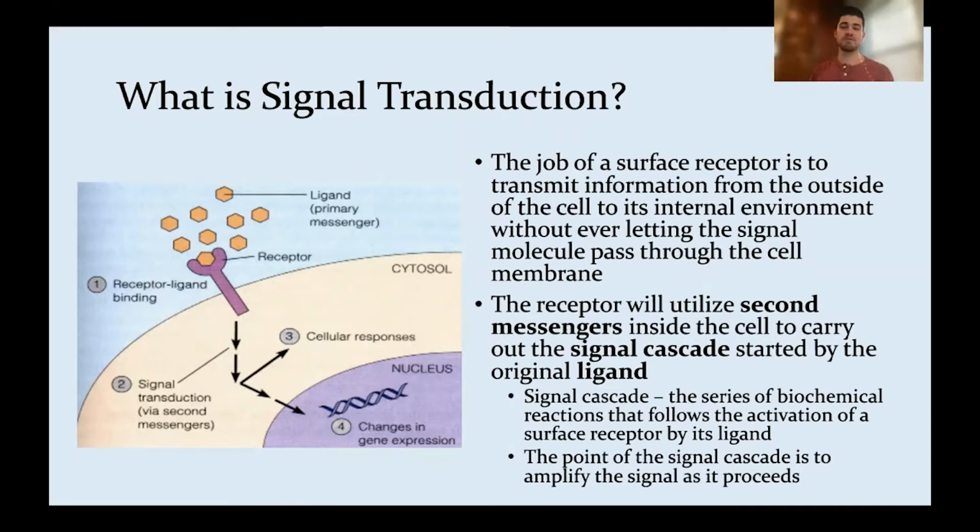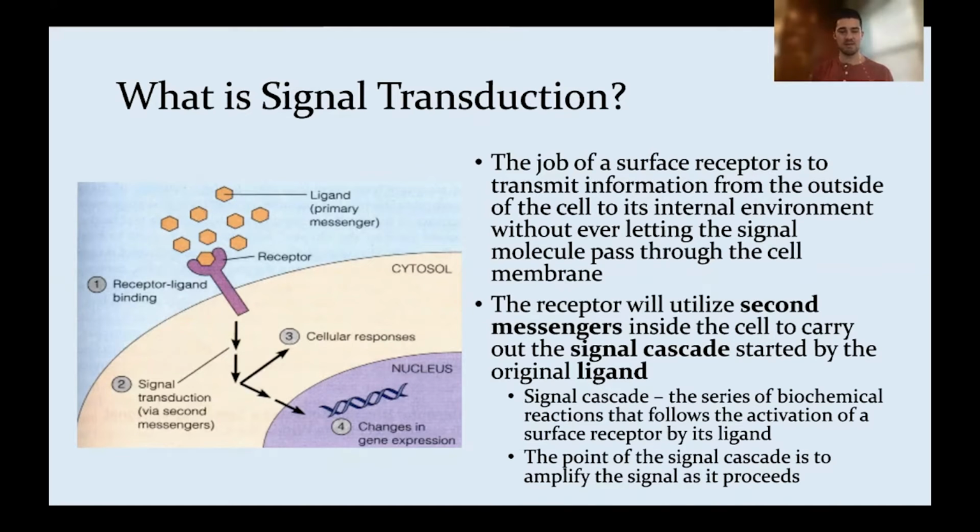The job of a surface receptor is to transmit information from the outside of the cell to its internal environment without ever letting the signal molecule pass through the cell membrane. So in most of these surface receptors, nothing is actually passing through the cell. The receptor will utilize second messengers inside the cell to carry out the signal cascade started by the original ligand. That's why we have these secondary messengers.